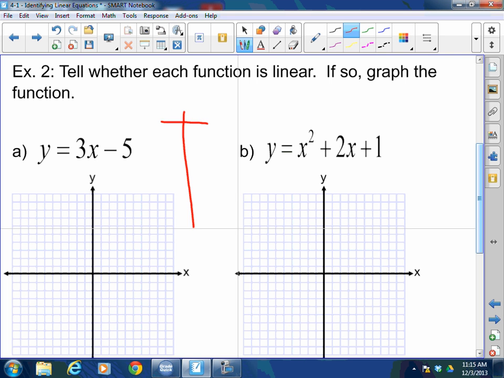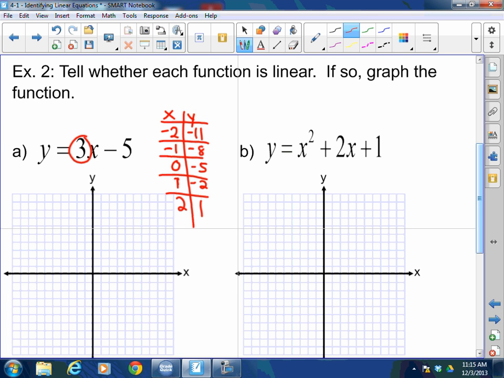Let's make a table. The coefficient of x is not a fraction, so I'm going to use the moral 5. Negative 2, negative 1, 0, 1, and 2. When x is negative 2, what's y? Negative 11. When x is negative 1, what's y? Negative 8. When x is 0, what's y? Excellent. When x is 1, what's y? Excellent. When x is 2, what's y? Come on, 3 times 2 is 6, minus 5 is 1. Excellent. Does that make sense, guys? Awesome.